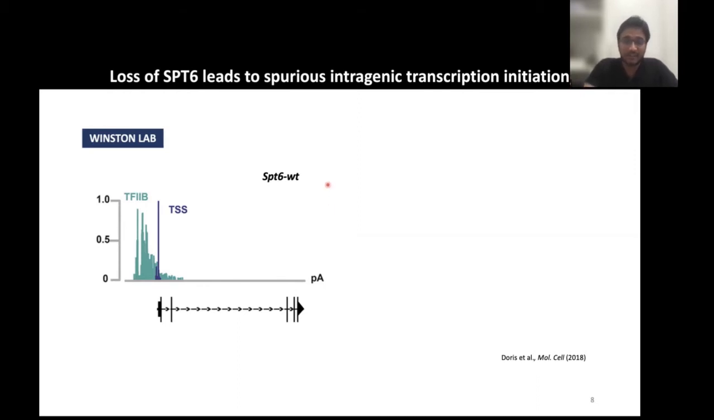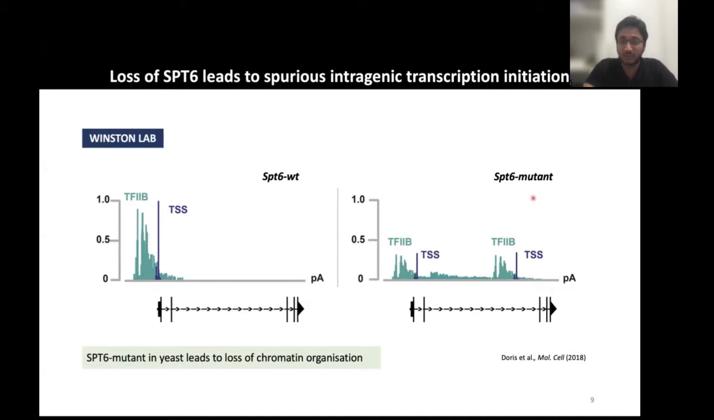in yeast, that in SPT6 wild-type strains, transcription initiation happens from the canonical transcription start site with the binding of general transcription factors. However, in loss-of-function SPT6 mutant strains, the general transcription factors bind intragenically, and that is primarily leading to the cryptic intragenic initiation. This intragenic initiation is actually happening because of the loss of chromatin organization in the absence of SPT6.